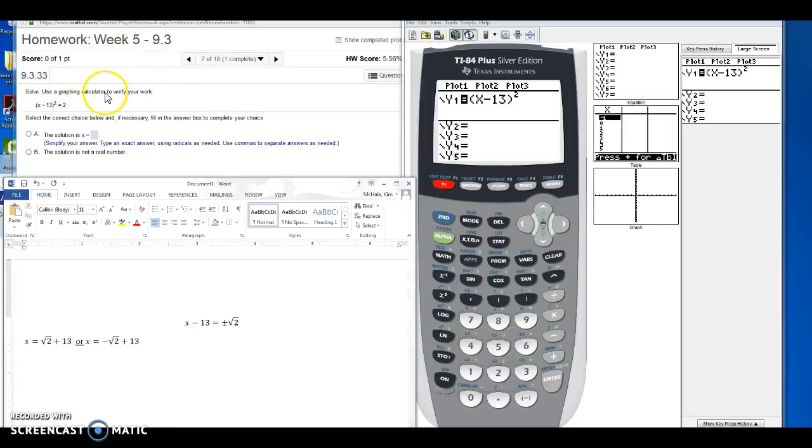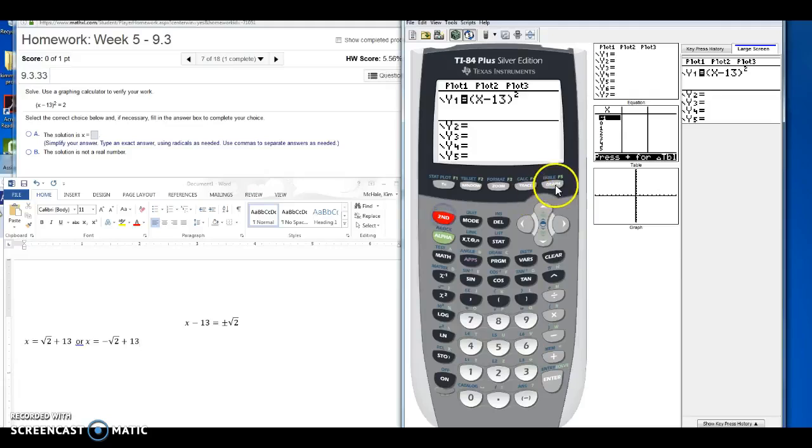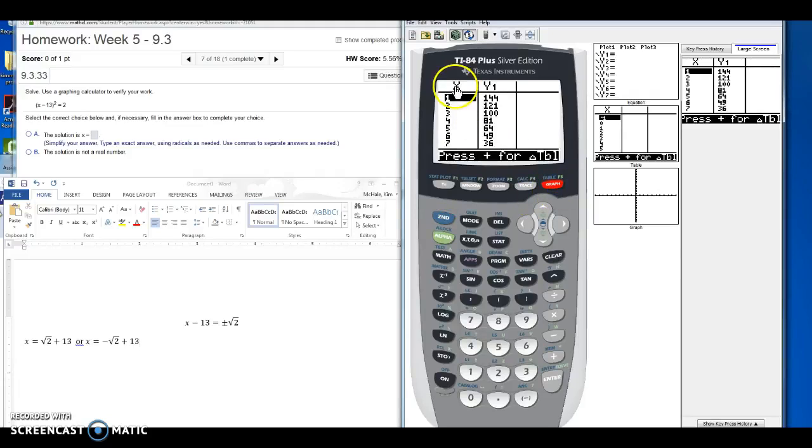How will I use a graphing calculator to verify this work? I'm going to use my table to look at what happens if I put these two x values in for x. I need to make sure that I actually get an output of 2. So let's hit second table, and I notice that it's putting a lot of values in. For instance, if it puts 1 in, you get 1 minus 13, which is negative 12 squared, and that's how they get the 144.